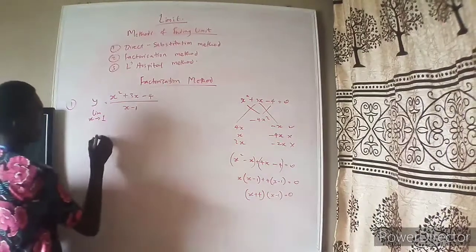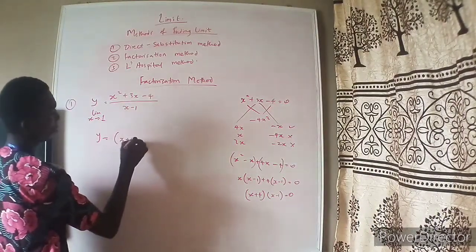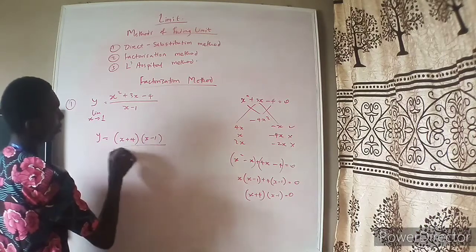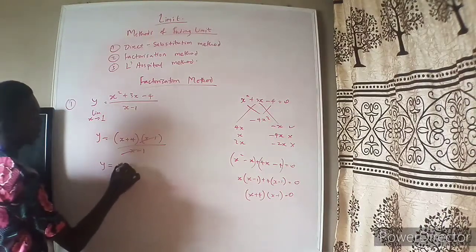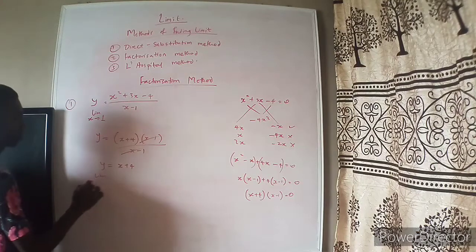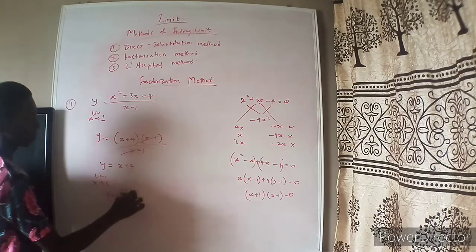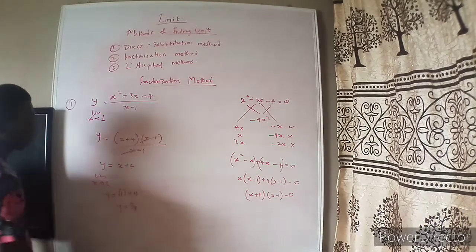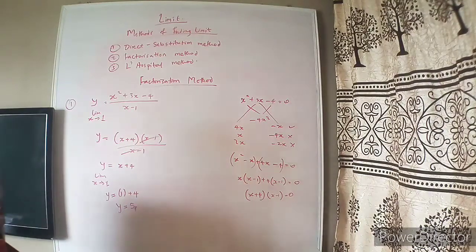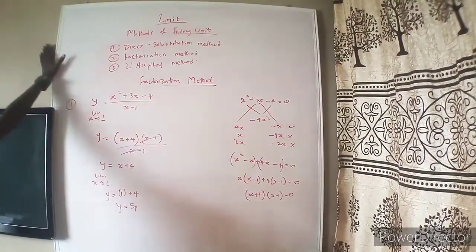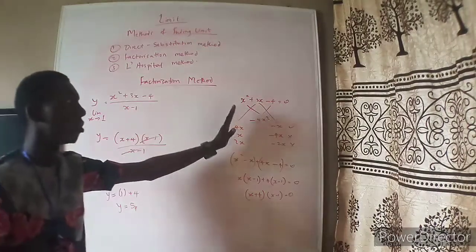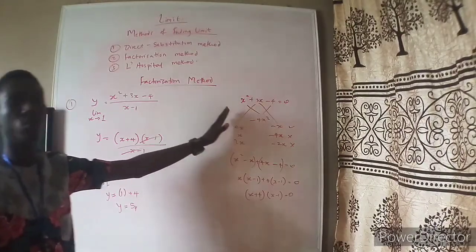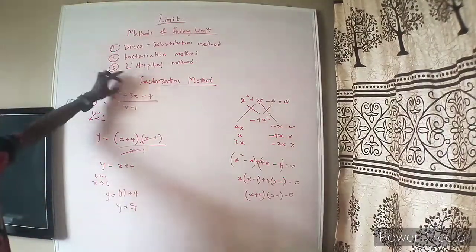So I'll just substitute it now. I'll now say my y is then equal to x plus 4, x minus 1 all over x minus 1. So this can remove this. So now my y is now equal to x plus 4. You see I've now reduced this. So I'll now limit my x to be 1. So my y will then be equal to 1 plus 4. y equals to 5. I've gotten the value of my y using what? Factorization method. So that's the way it is. And as for the factorization, you can check our video. I will put the link in the description below. So that's that about factorization method.